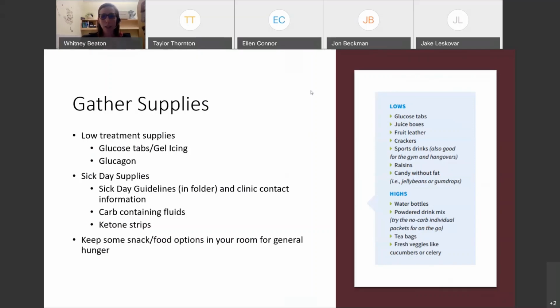You also might want to keep some things on hand for if you're having higher blood sugar, so some water bottles or tea or fresh veggies that you can snack on that are lower in carb. Also, having your sick day supplies, so having the sick day guidelines, and some people find that it's helpful to store those in a container with some regular soda or fluids that contain carbs, as well as your ketone strips. So it's like a sick day kit that you can access when you need it. And then also just keep some snacks and food options in your room for when you're hungry in general.